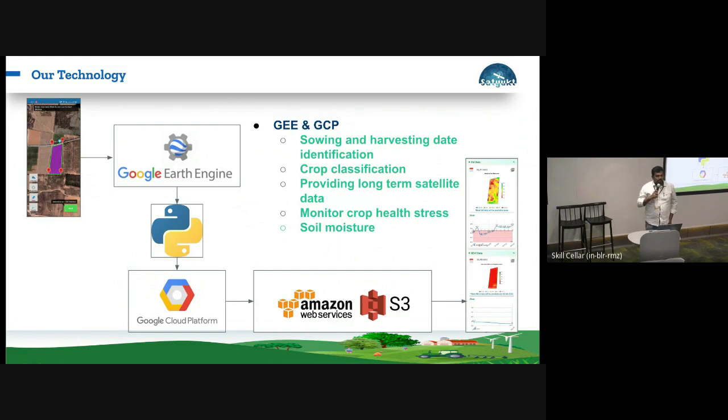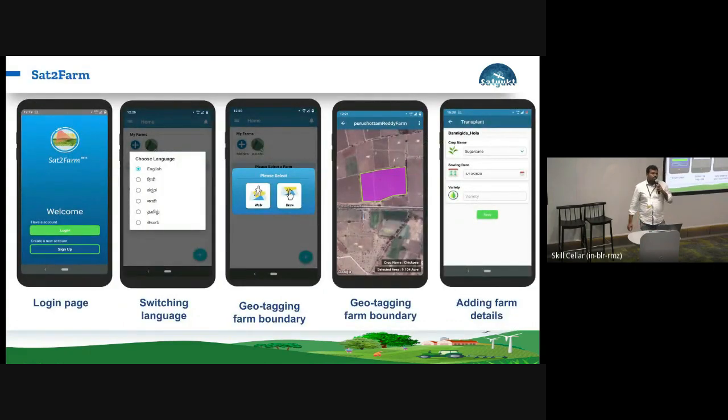Most of the things we are using in GEE and GCP are for sowing and harvesting data identification, crop classification, and multiple things. So these are a few snapshots of how the application is.